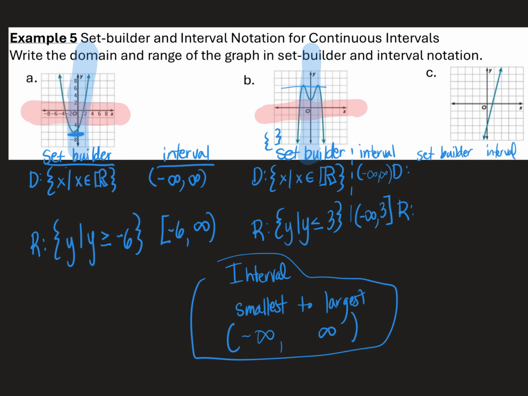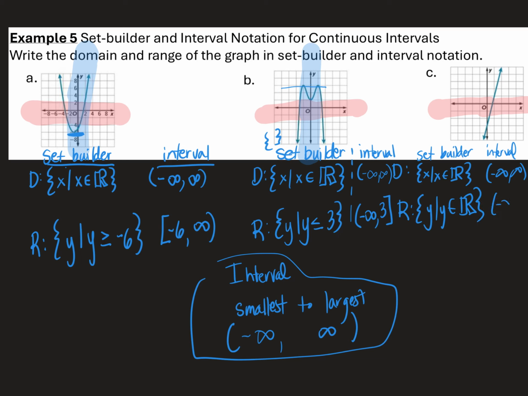And letter C for number 5, how far left or right is this graph going? It's going forever left and down, forever right and up. So both left and right, up and down, it's going forever. So x such that x is an element of the set of real numbers, or negative infinity to positive infinity. And then for my range, it's going forever up or down, so y such that y is an element of the set of real numbers.